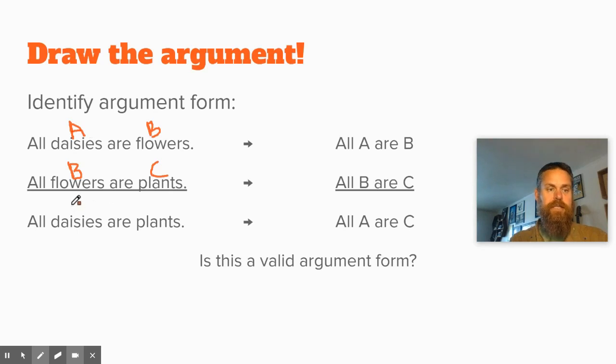So then I just bring this down. Here we've got A, daisies is A, and plants, remember, is C. And I've created this form. Why do I do this? Well, it makes it a little less confusing, right?